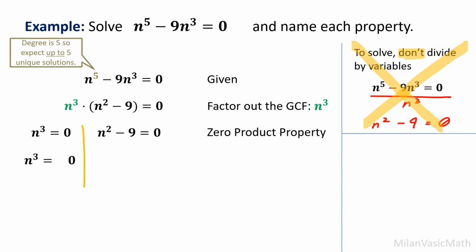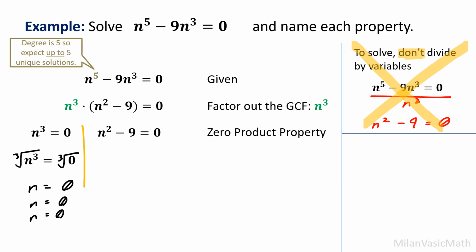All right, n cubed equals 0. I could solve that by taking the cube root of each side. And we get that n equals 0. And actually here you can have n equals 0, n equals 0, n equals 0. It's something called a repeated solution. Again, we'll find more about that in the fundamental theorem of algebra.